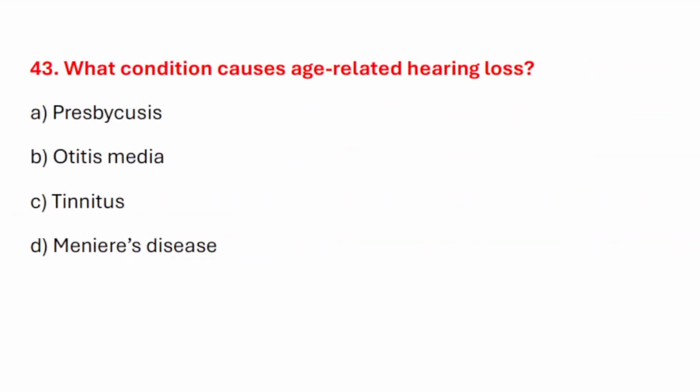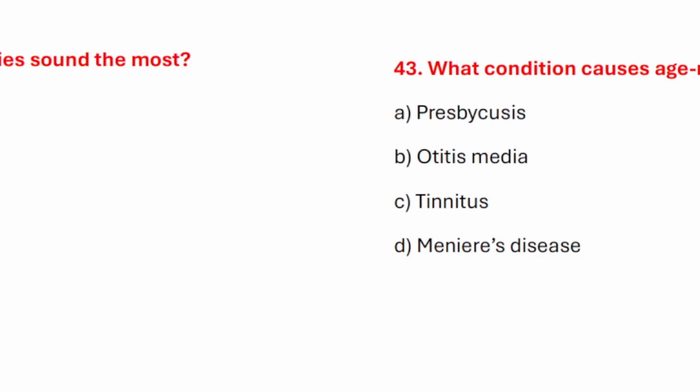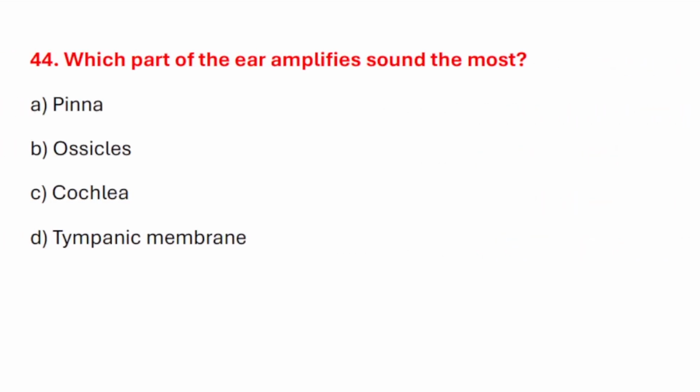Question number 43. What condition causes age-related hearing loss? Correct answer is option A, presbycusis. Question number 44. Which part of the ear amplifies sound the most? Correct answer is option B, ossicles.